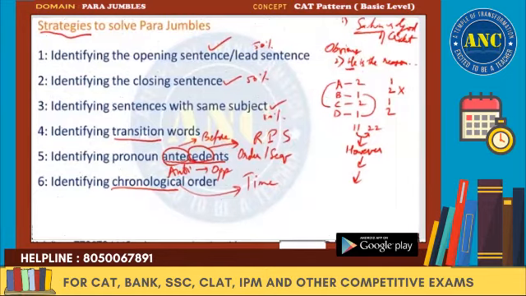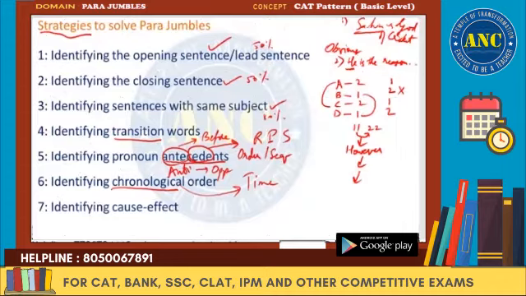knowing that earlier, or in the 1900s, this is what would happen. Today this is what is happening. In future this is what may happen. This is a chronological way of giving information. He is first talking about what happened, then about what is happening, and then about what is going to happen. So chronological order is another way in which we can identify and solve para-jumbles.